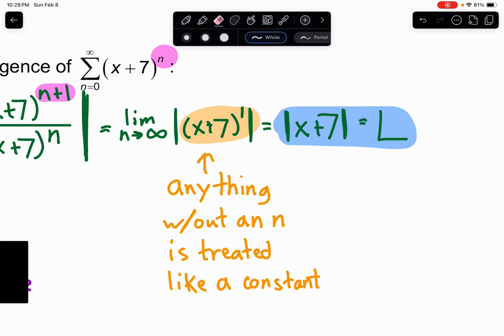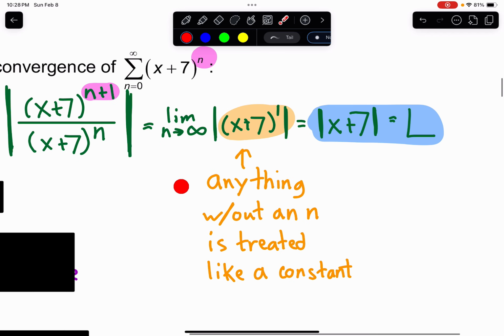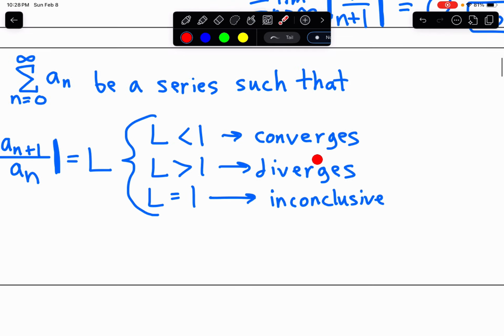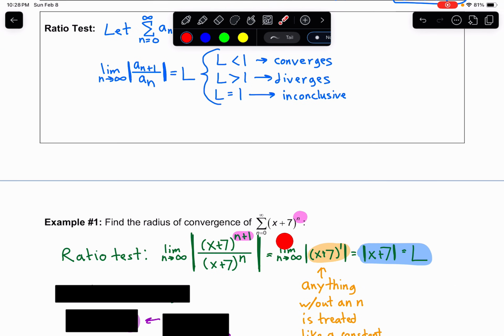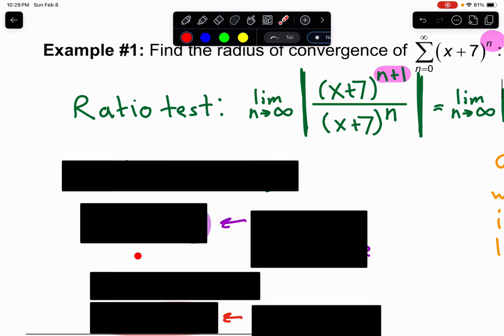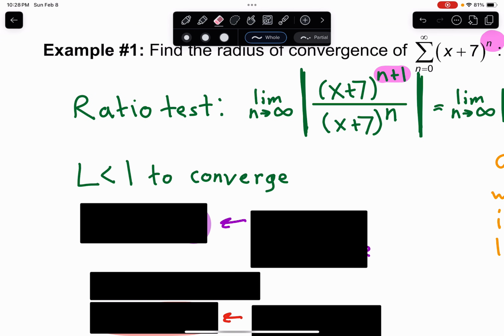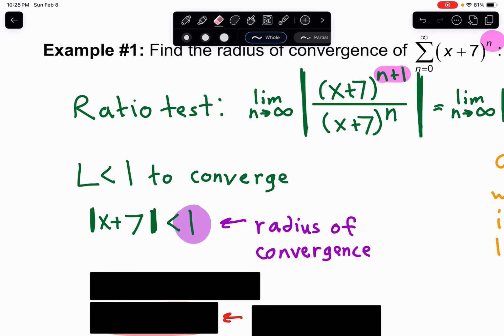So another way of kind of thinking of this, I didn't write it this way, but you could just take all of this, put it outside the limit, and then just have it be the limit of 1, right? And then the limit of 1 would be 1 times absolute value of x plus 7. Now, let's go back to the previous page. Ratio test, L has to be less than 1 in order to say the series converges, so we're going to take our L value, and we're going to set it to be less than 1. So absolute value of x plus 7 is less than 1.